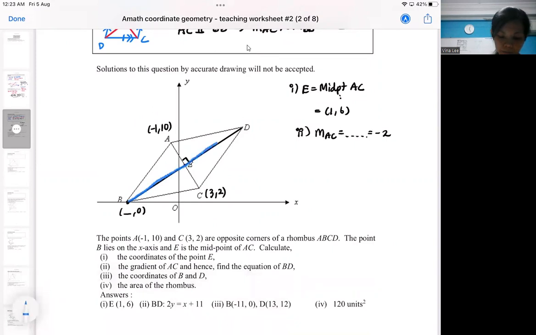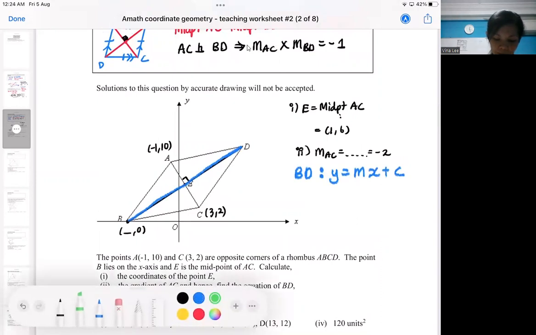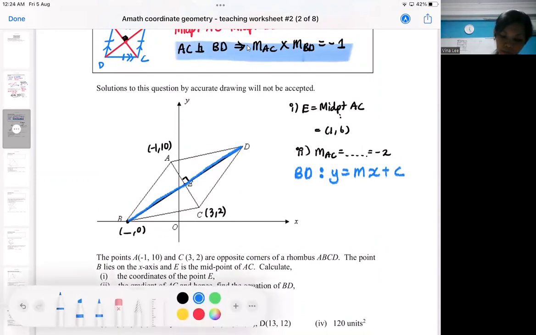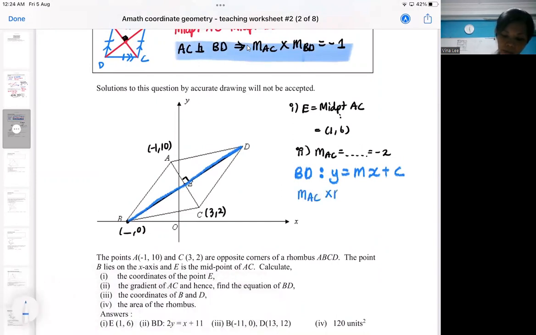So if you still remember, if I want to find this equation, I need a gradient and a point. So I should make use of the perpendicular part here. The gradient of AC multiplied by the gradient of BD should be equal to -1. And I already gotten the gradient of AC. So use this and you can find the gradient.